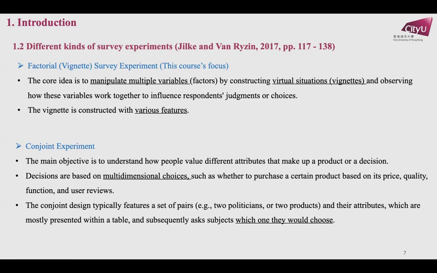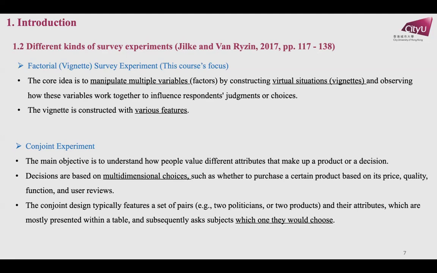So the third one is factorial survey experiment, or usually called the vignette survey experiment. The core idea of this experiment is to manipulate multiple variables by constructing virtual situations, and this is a vignette, and observing how these variables may work together to influence respondents' judgments or decisions. And the vignette is usually constructed with various features of the independent variables.